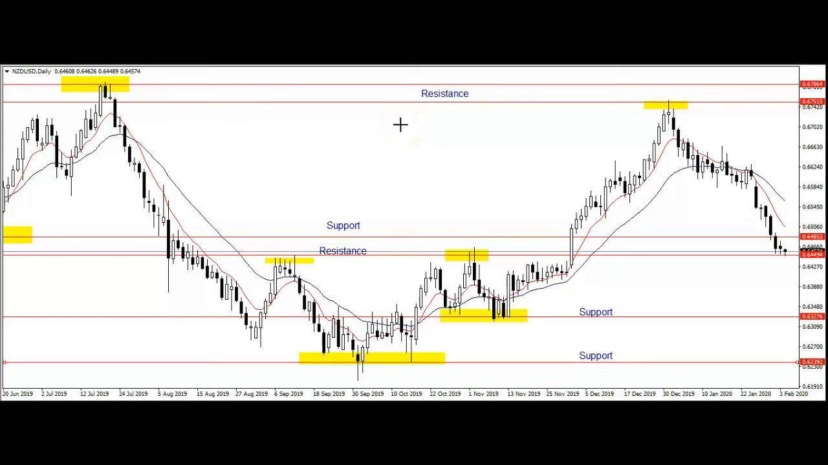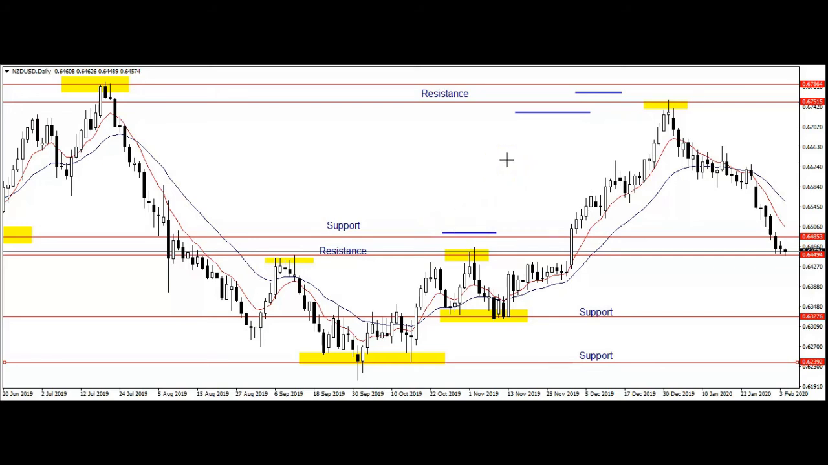Here we have the New Zealand dollar, US dollar. The bias on this pair, as per last week's analysis, is bearish. It remains bearish as long as price stays contained below this resistance area here of 67515, and longer term resistance here of around the 67860 area. As we can see here, we have support. Previous support here at 64853 or thereabouts.